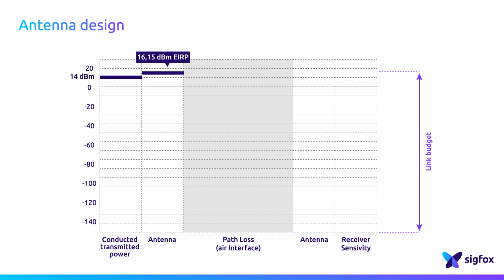Also keep in mind that if the power radiated by the device is reduced by 6 dB, the theoretical propagation distance is divided by 2. Thus, the service level of the device on the network will be impacted.